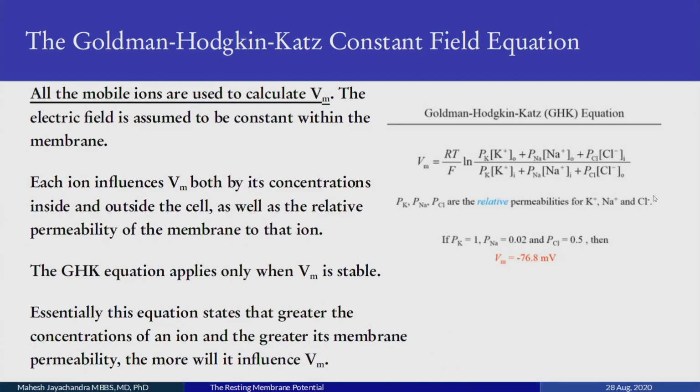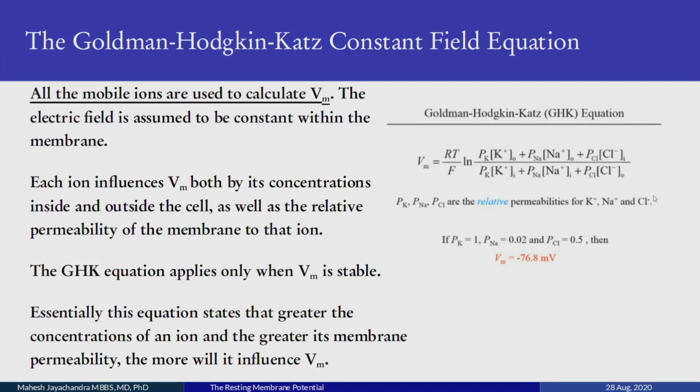So finally, we have only been talking about potassium, and we talked about chloride. What happens if you put everything into the picture? Goldman, along with Hodgkin and Katz, developed an equation called the Goldman-Hodgkin-Katz constant field equation. Here all the mobile ions are used to calculate Vm. The electrical field is assumed to be constant within the membrane, hence its name, the constant field equation.